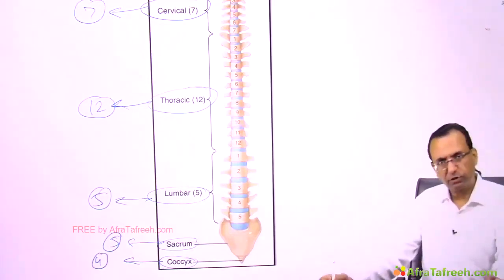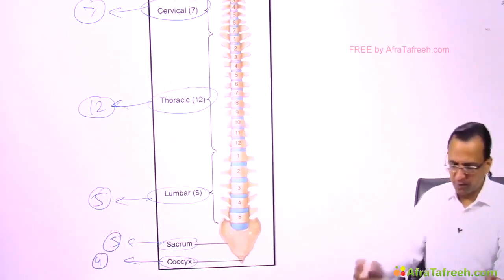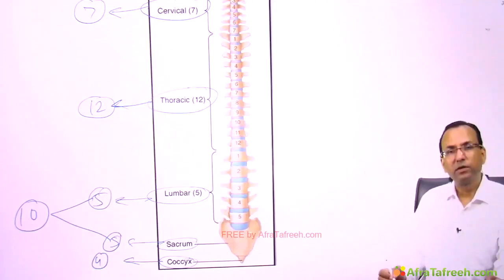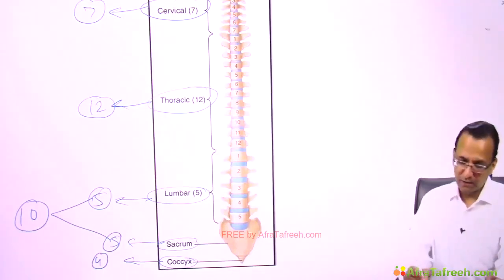4, yes. What is the total number? Total number you want? 5 plus 5, 10. 10 plus 4, 14. 14 plus 12, 26, and 7, 33. So 33 vertebra we have?